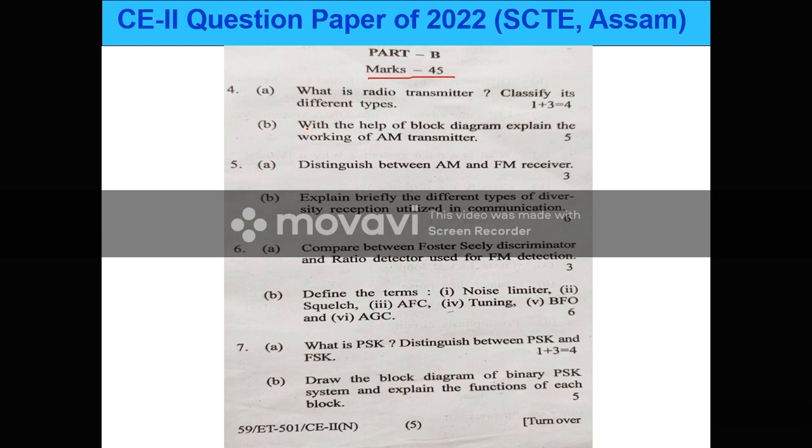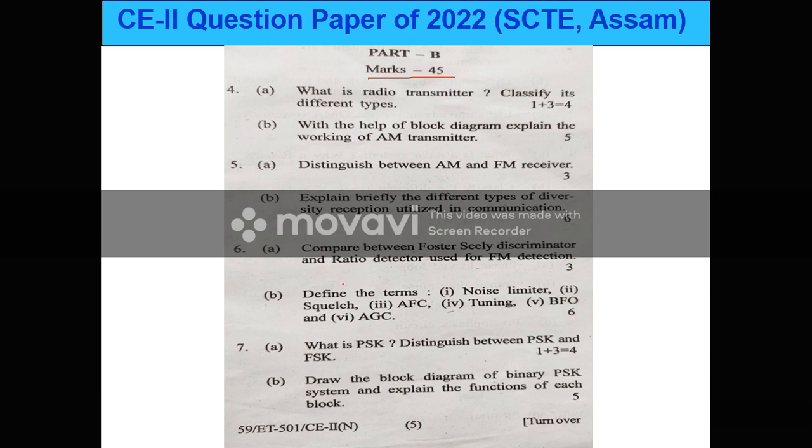In section B, with the help of a block diagram, explain the working of the AM transmitter. Question number 5, again there are 2 sections A and B. First, A is distinguish between AM and FM receiver. Question B, explain briefly the different types of diversity reception utilized in communications. Here they have given 6 marks.